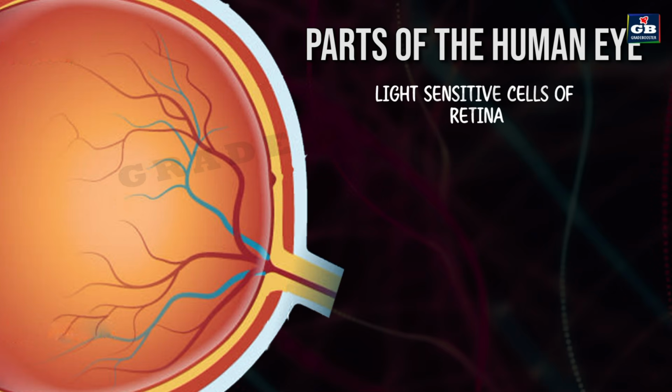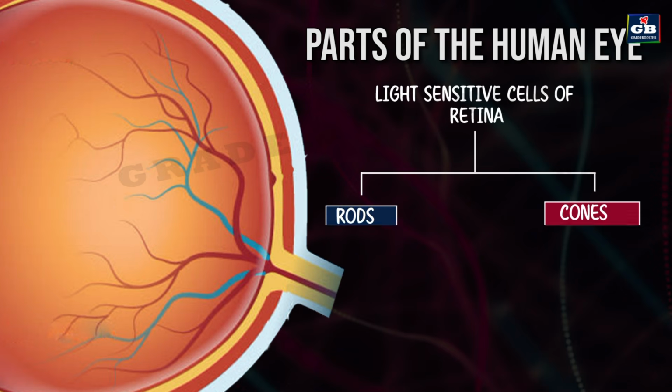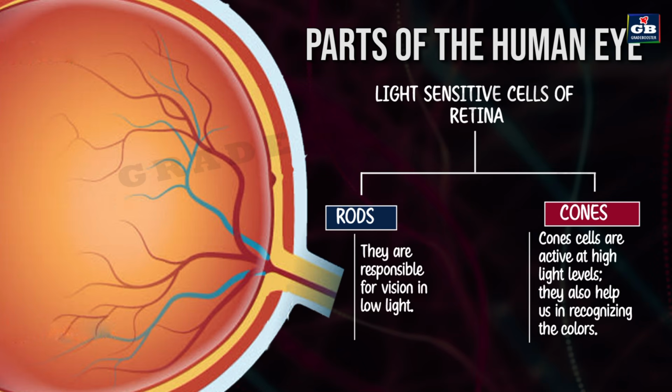The light-sensitive cells of the retina are of two types. 1. Rod cells. 2. Cone cells. Rod cells are responsible for vision in low light. That means they are helpful in nighttime vision. Cone cells are active at high light levels. They also help us in recognizing the colors. That means our daytime vision is mostly based on cone cells.